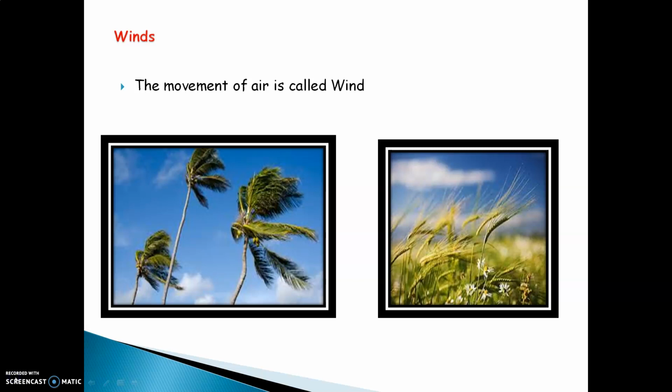Winds. The movement of air is called wind. You can see in the picture over here, the leaves and the grass are moving in one direction, that is, in the horizontal direction, in the sleeping position. That is called wind. When the air moves in a horizontal, also called sleeping position, that is called wind.